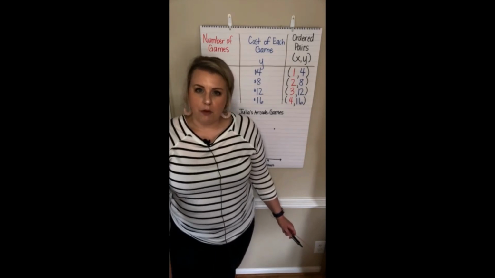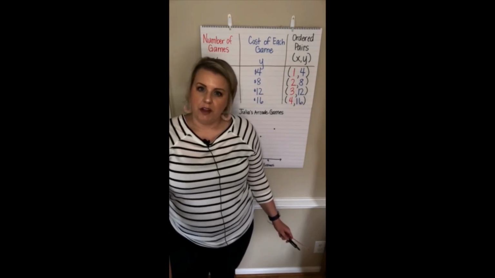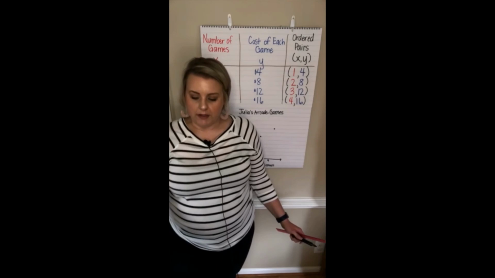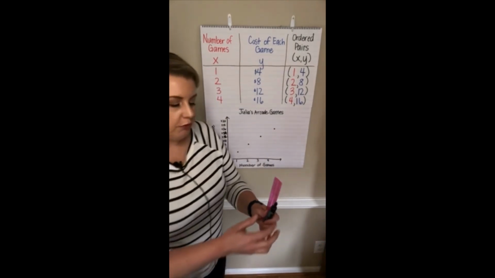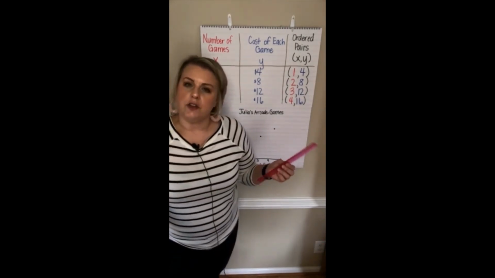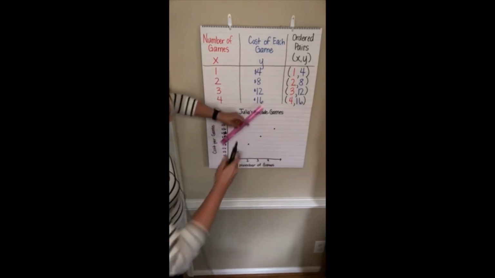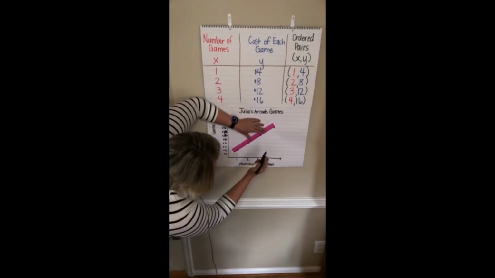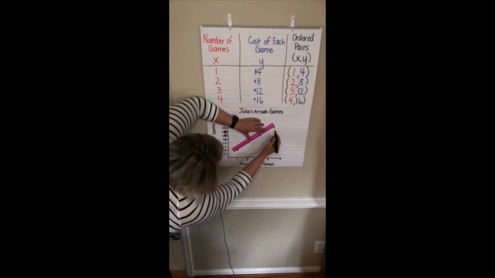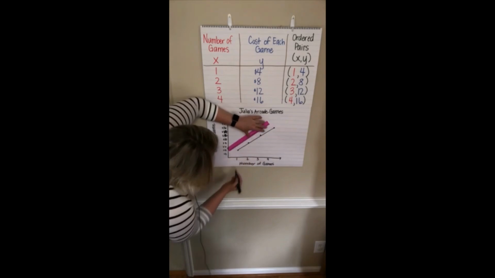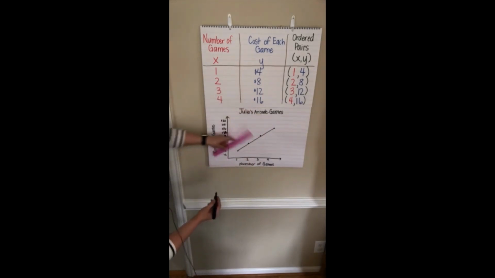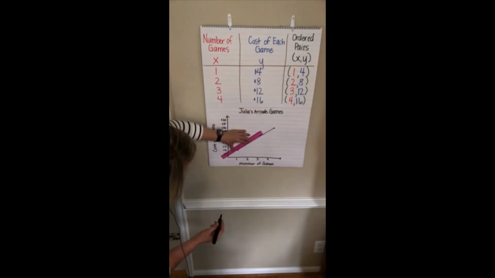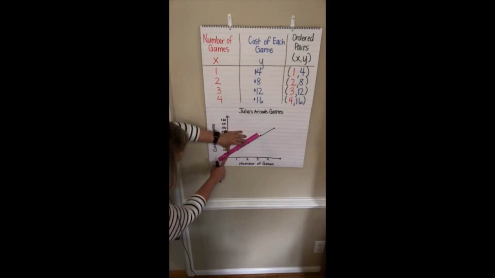Now that I've got my ordered pairs on my graph, it's time to connect those points. I'm going to use a ruler, but you can use any straight edge you might have. As you can see, if this line kept going, it would travel through 0, 0.